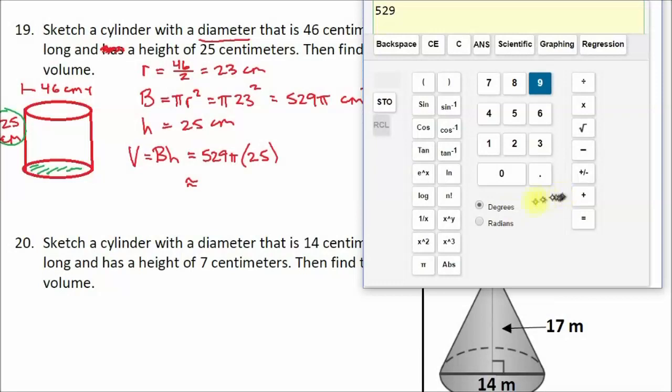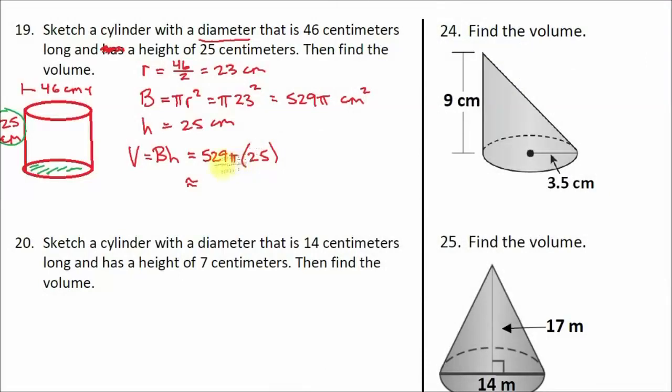529 pi times, and I can put this in parentheses, 25. And press equal. We've got 41547.56, so 0.6 rounding to 1 decimal. 41547.6, and our unit of measure is centimeters cubed. Let's go ahead and put a box around that. So go ahead and pause the video, class, and do question number 20 on your own, and when I come back I'll give you the answer to that.